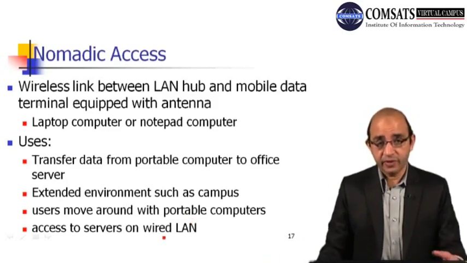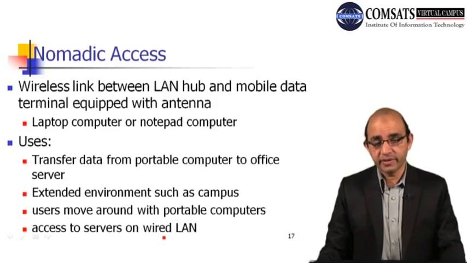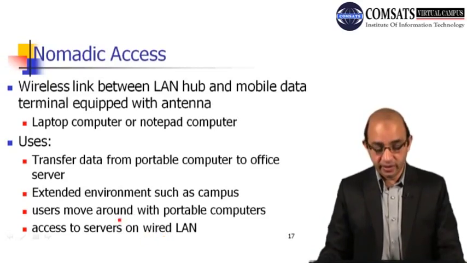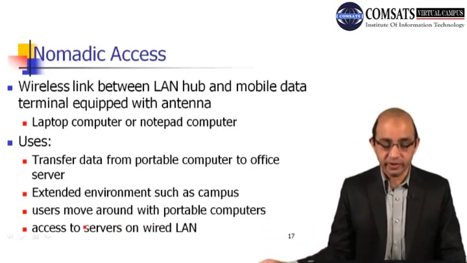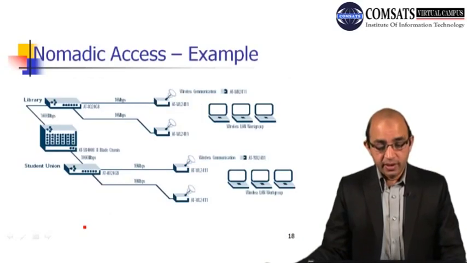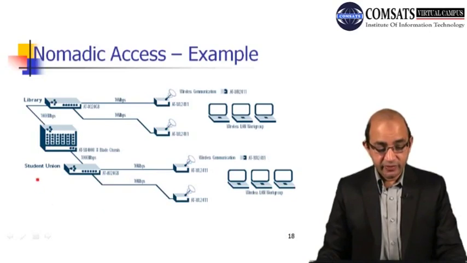So if we have an infrastructure where the core is the wired LAN, and over that core wired LAN we have the wireless infrastructure, the servers that are available in the wired LAN, we can access those services by using the wireless access technology. So here is the example of nomadic access, right? So you can see we have the library, the student union building, and we have the campus over here, right?